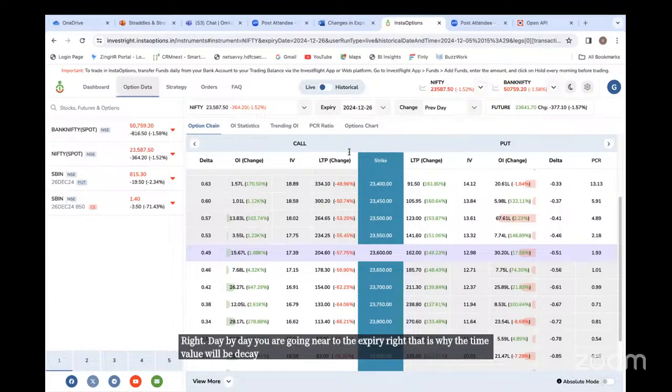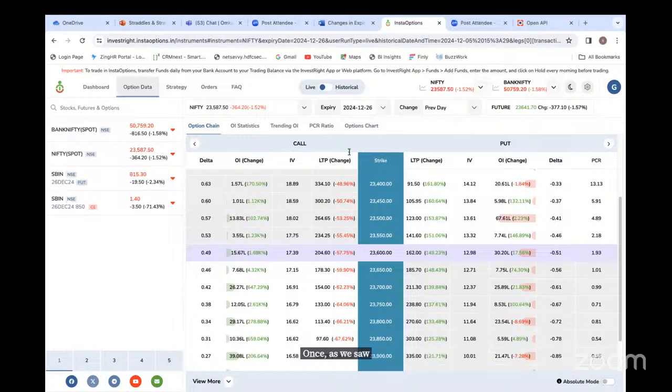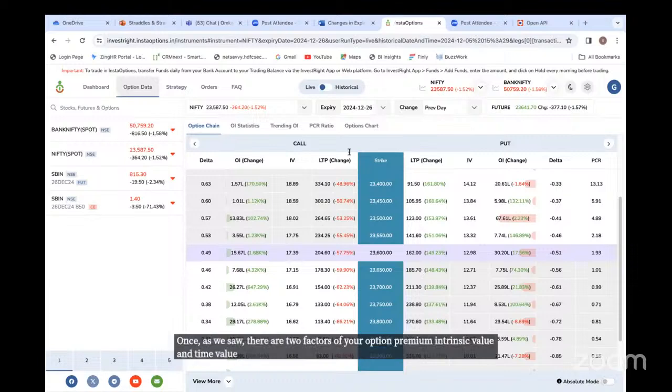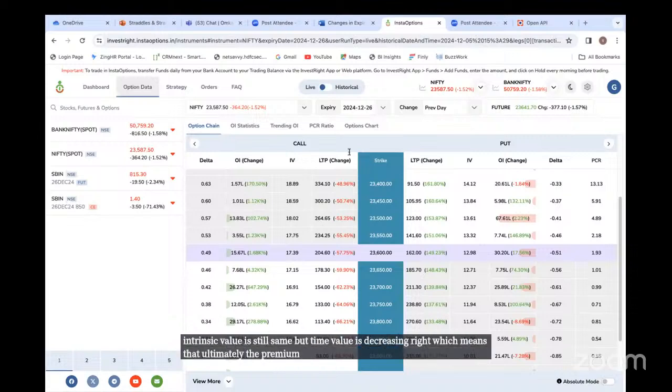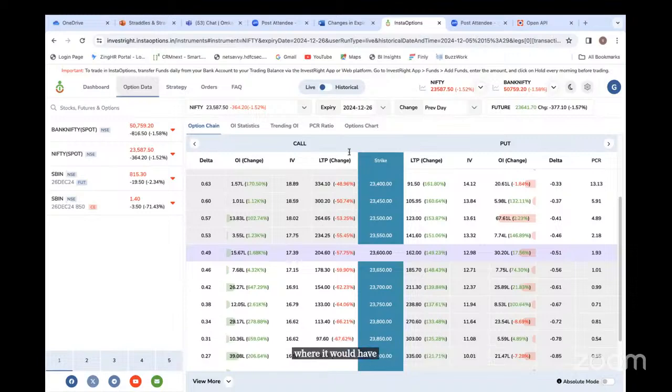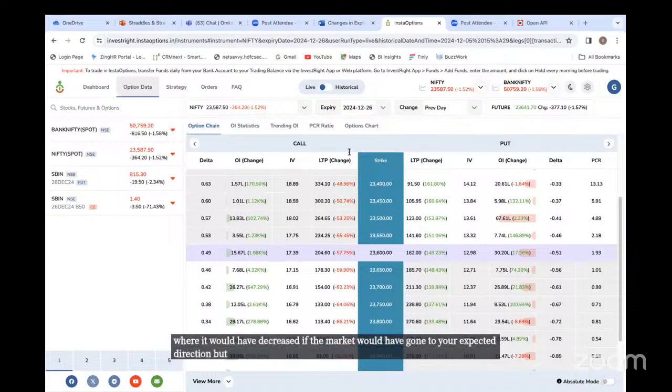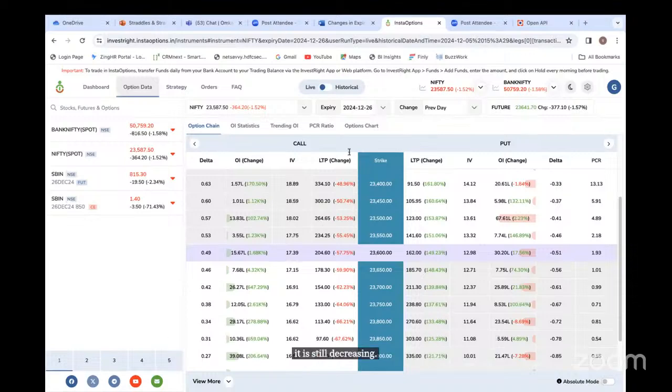As we saw, there are two factors of your option premium: intrinsic value and time value. Intrinsic value is still the same, but time value is decreasing, right? Which means that ultimately the premium is decreasing, not at the rate at which it would have decreased if the market had gone in your expected direction, but it is still decreasing, marginally.